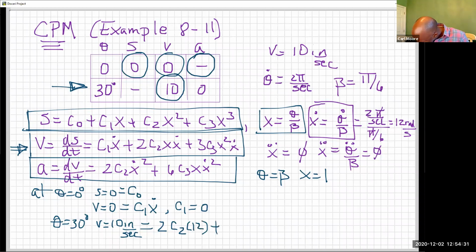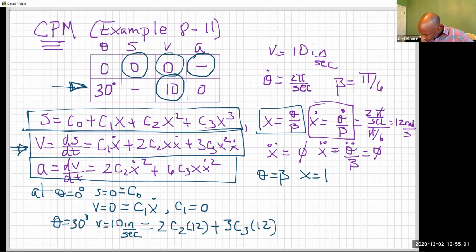Plus, so we just did this one. Now we're going to turn our attention to this guy. And so that's going to be plus 3 C3 X squared, or 1 squared times X dot, which is 12. And so there's our equation for the V: 2 C2 times 12 plus 3 C3 times 12.